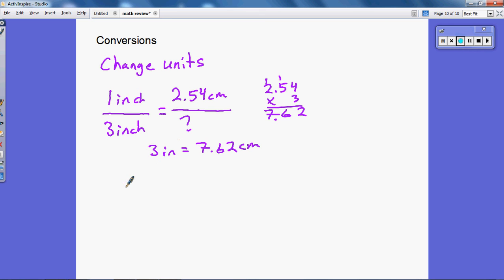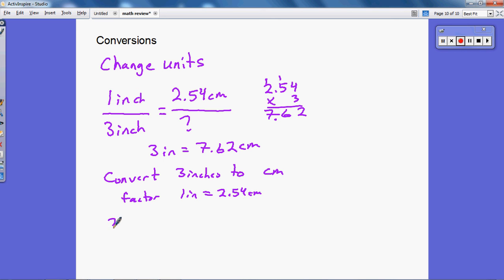Working with the same thing, but looking at it in a slightly different way that you might be more familiar and more comfortable with. The problem we're trying to do here is convert 3 inches to centimeters. To begin, we need a conversion factor. So we're going to identify our factor. 1 inch is 2.54 centimeters.